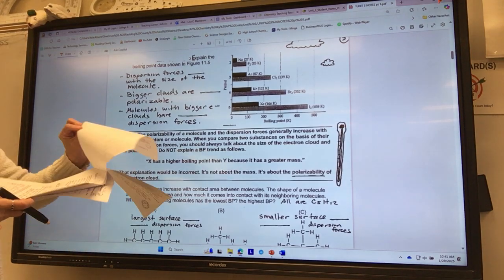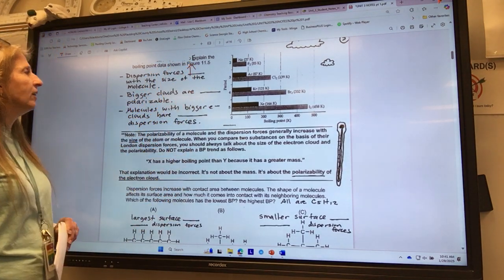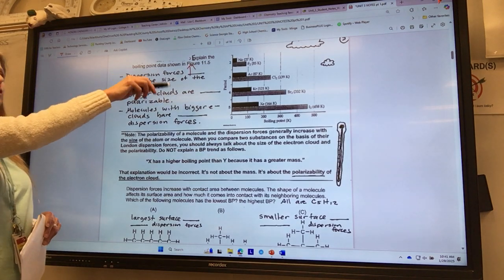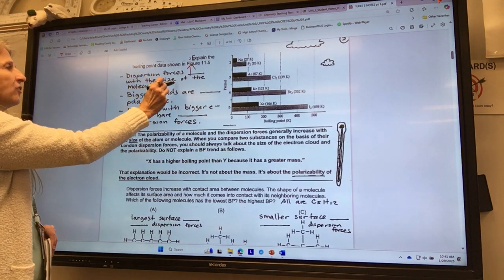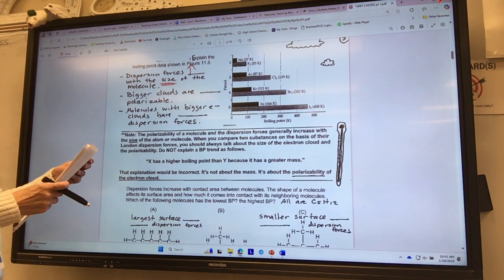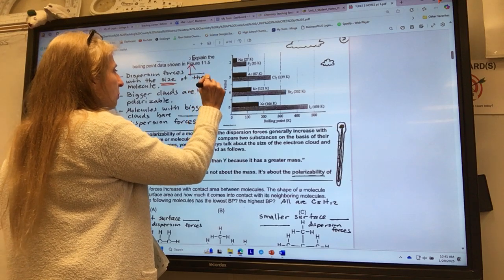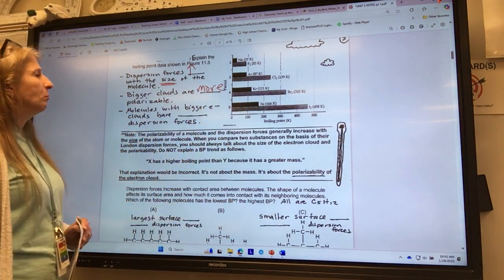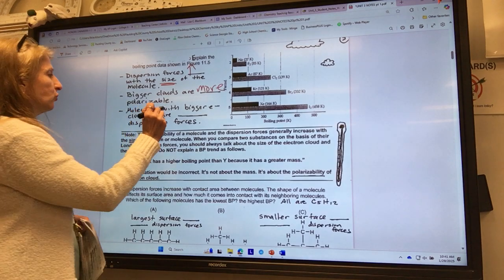Let me find my right page. Okay, dispersion forces increase within, so London dispersion, same thing. They just increase with the size of the molecule. They get bigger, these forces are more. And the reason why is bigger clouds are more squishy. They're more polarizable. Molecules with bigger electron clouds have stronger forces.